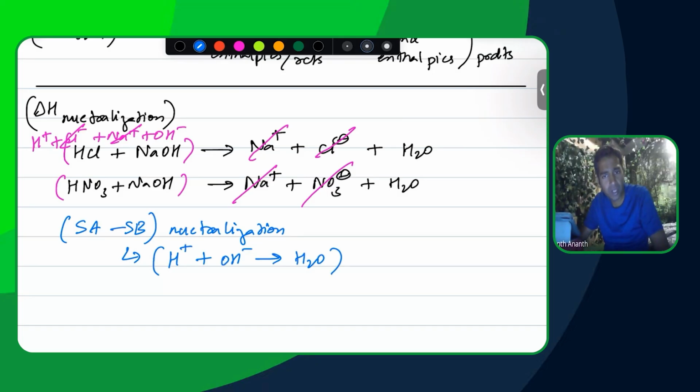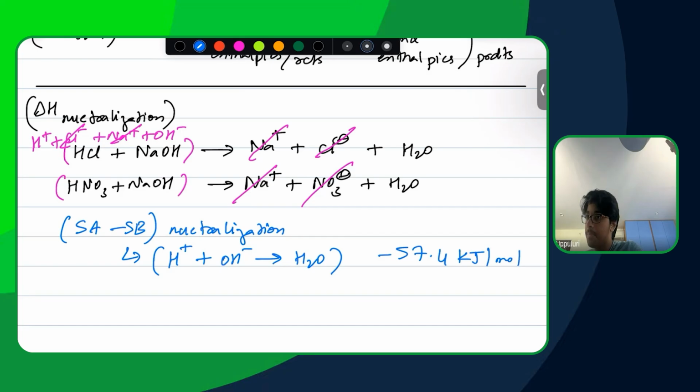Minus 57.9 is also available here. Whatever. So minus 57 point something, say 4 kilojoules per mole. It doesn't matter what the exact value is. You check your NCERT textbook and go with that value.